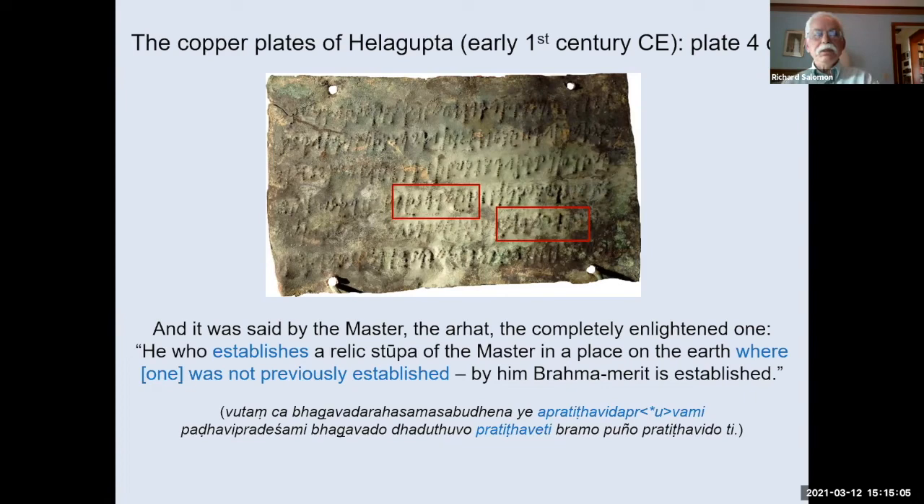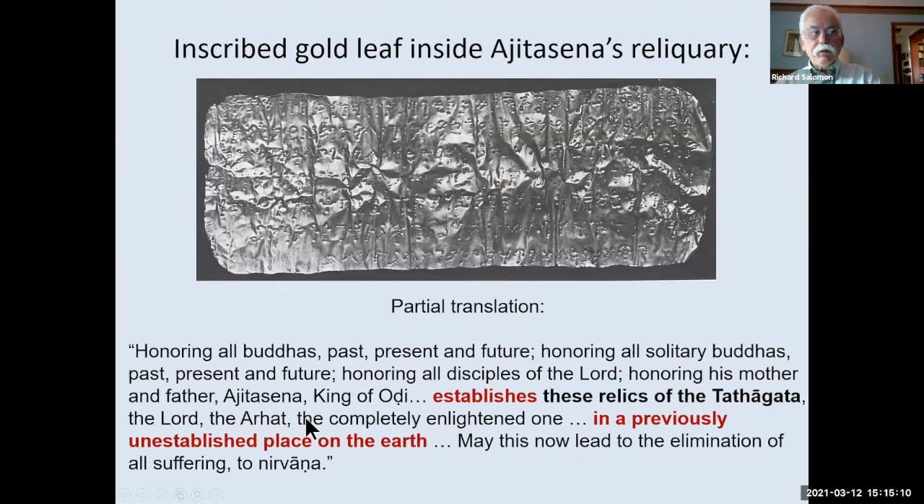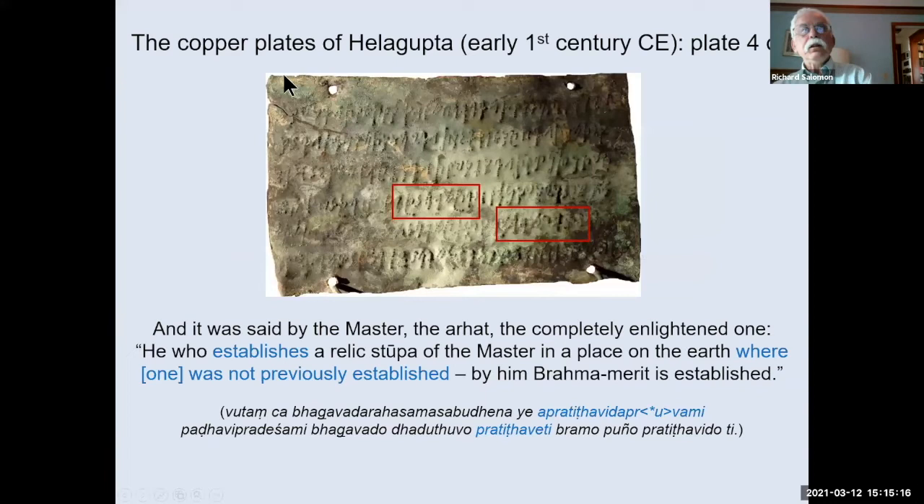So that stipulation was known to have occurred in maybe 10 different inscriptions. It was most clearly and explicitly articulated in these fairly recently discovered copper plates of Helagupta, where it says, and here I've, for the Kharoshthi readers, if any, I've circled the key phrases.